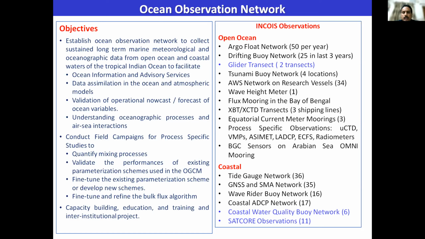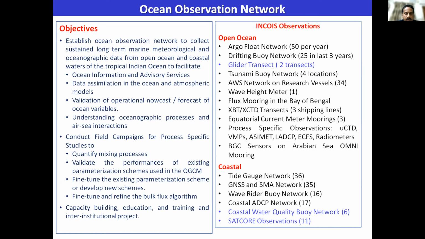The INCOIS observational network comprises Argo floats, drifting buoys, gliders, tsunami buoys, automatic weather stations and research vessels, and a wave height meter on board the research ship Sagar Kanya. We have the flux mooring, XBT and XCTD transects, equatorial current meter moorings, and also, as I mentioned, process-specific study observations using state-of-the-art oceanographic equipment like UCTD, VMPs, SEMET, LADCP, ECF, and radiometers.